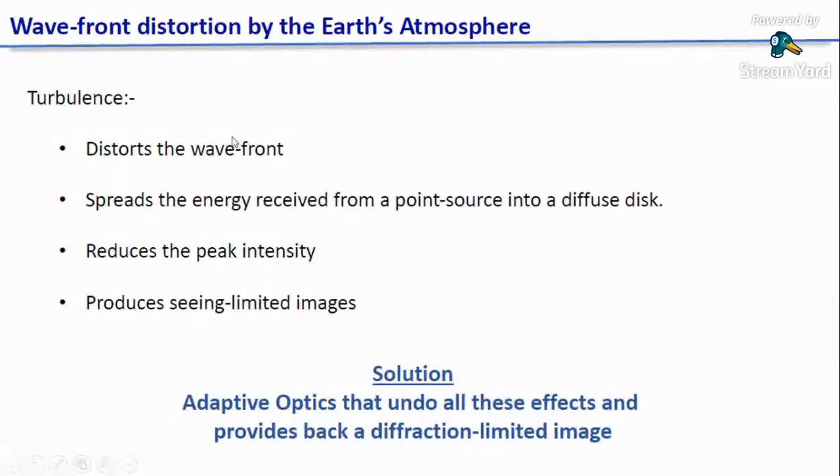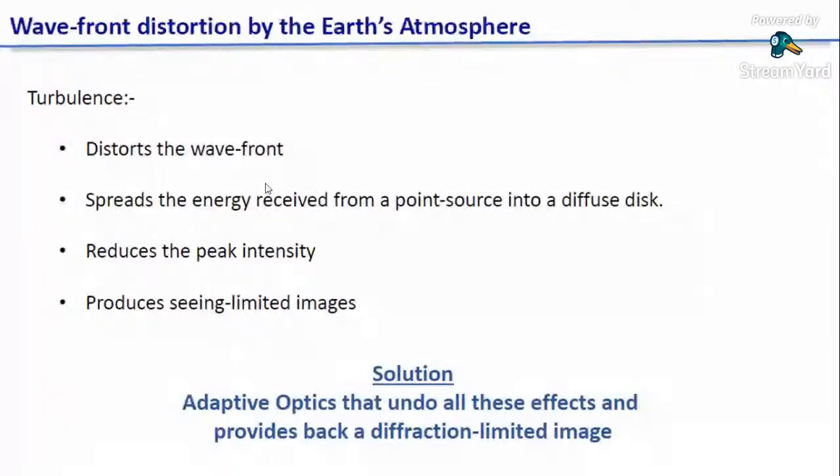So in short, the turbulence distorts the wavefronts, spreads the energy received into a diffuse disk, reduces the peak intensity, and produces seeing-limited images. Now, what's the solution? The solution to this is adaptive optics. Adaptive optics can undo all these effects, and we can get back the diffraction-limited image.